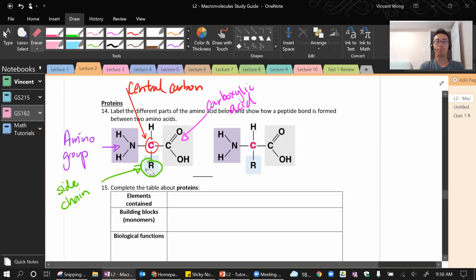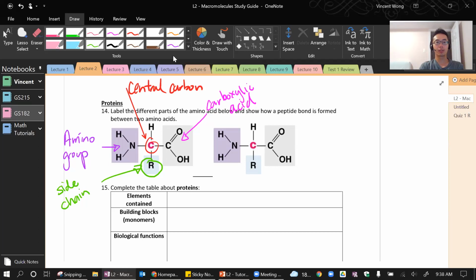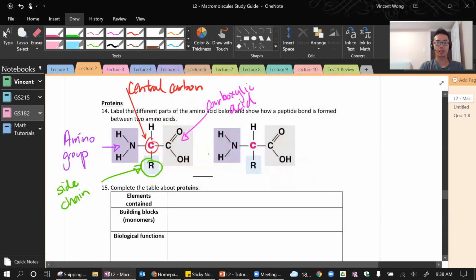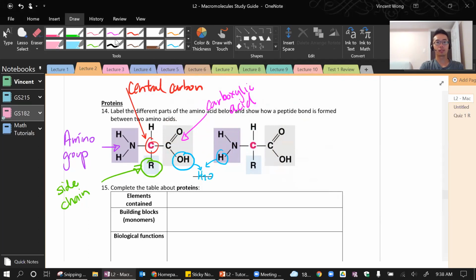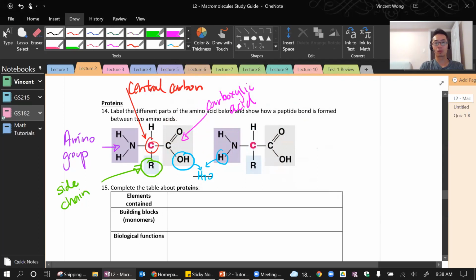Remember, these are the monomers of proteins. If you put one amino acid next to the other, and then you bring in an enzyme to hook them up together, the enzyme will, just like we said in the other cases, take an OH from the carboxylic acid of one amino acid, and then it will take a hydrogen, and then it will become H2O. So what would that look like afterwards?